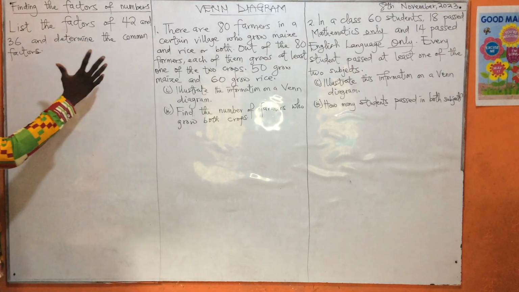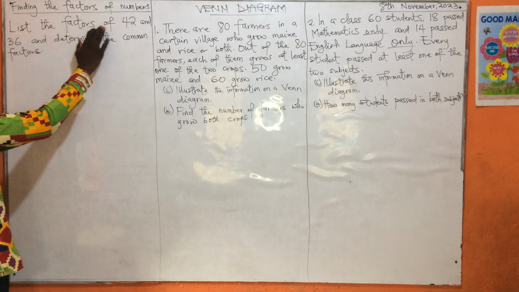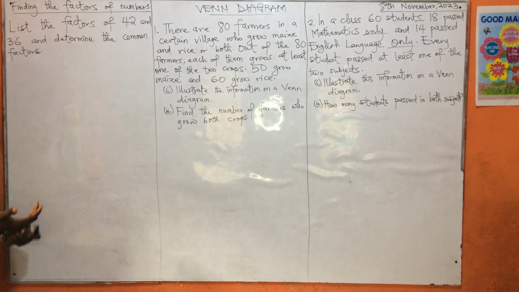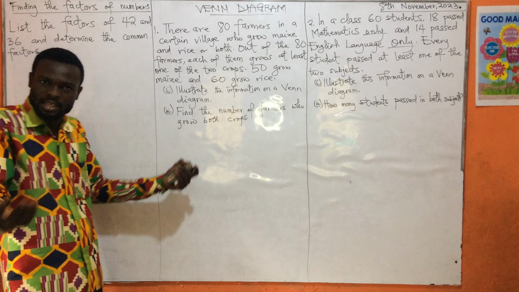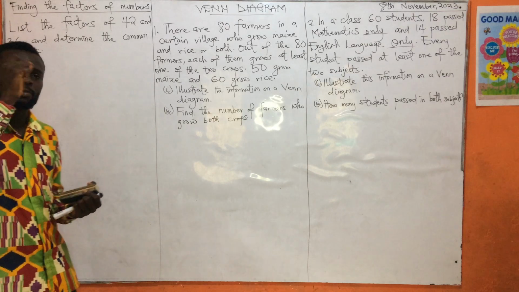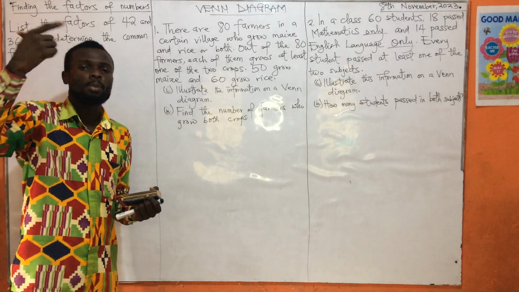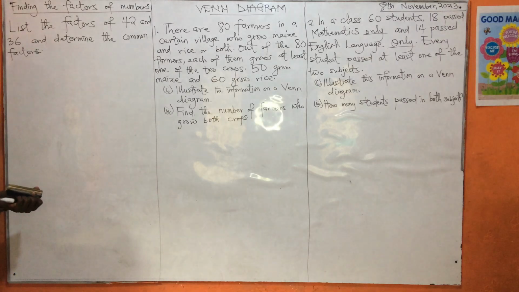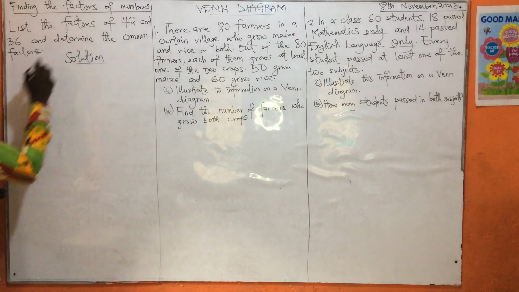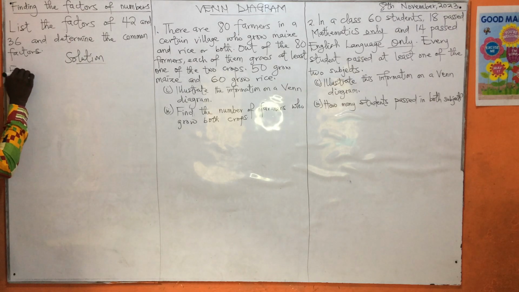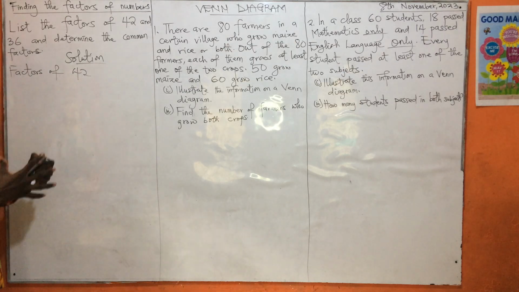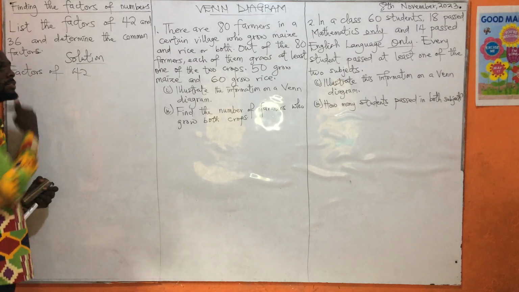So I have been given the first example. It says: list the factors of 42 and 36 and determine the common factors. So we are just listing the factors of 36 and 42. And we said that factors are numbers that, when multiplied, give you the number. So if I want the factors of 42, I should look for two possible numbers that, when I multiply, give me 42.